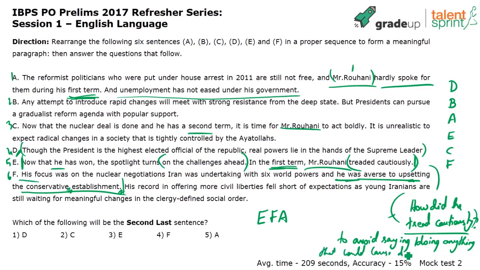So he did not want to upset anybody. He did not take any action against anybody, right? That's how he trod cautiously. EFA. And then, what happened after his first term? The next thing, the consequence in terms of events.